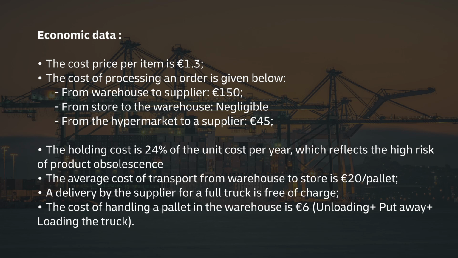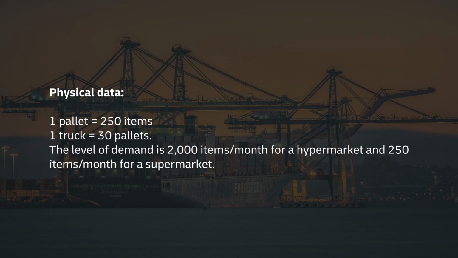A delivery by the supplier for a full truck is free of charge, and the cost of handling a pallet in the warehouse is 6 euro, and that includes the unloading, the put away, and the loading of the truck. And finally, for the physical data, we have one pallet equal to 250 items. The capacity of one truck is 30 pallets, and the level of demand is 2,000 items per month for a hypermarket and 250 items per month for a supermarket.